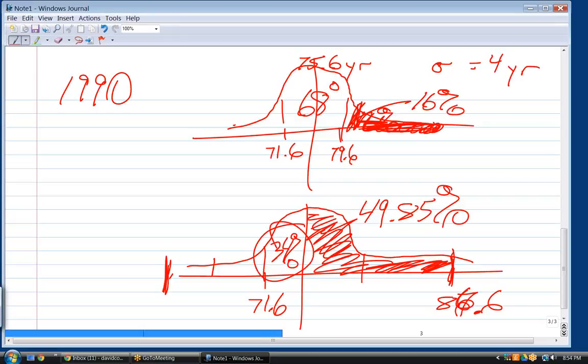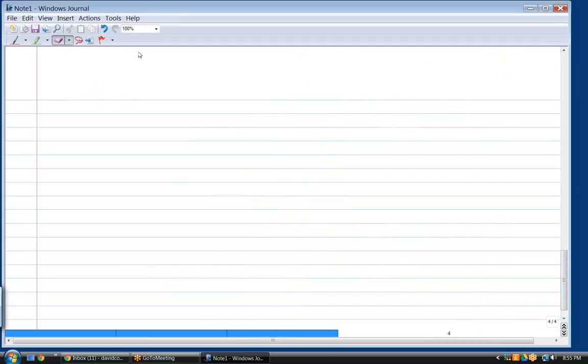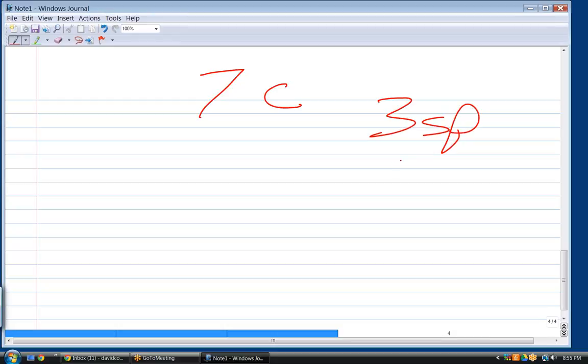Okay. All right, the next one is how many 7-card hands can be dealt having exactly 3 spades, 3 clubs, and 1 red card?